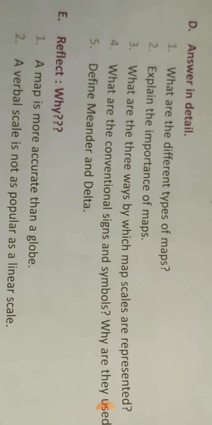Second one, numerical fraction method. In this method, the ratio between the map distance and the ground distance is given as a fraction, that is RF is equal to distance on map by distance on ground. It is more accurate as compared to the verbal scale.